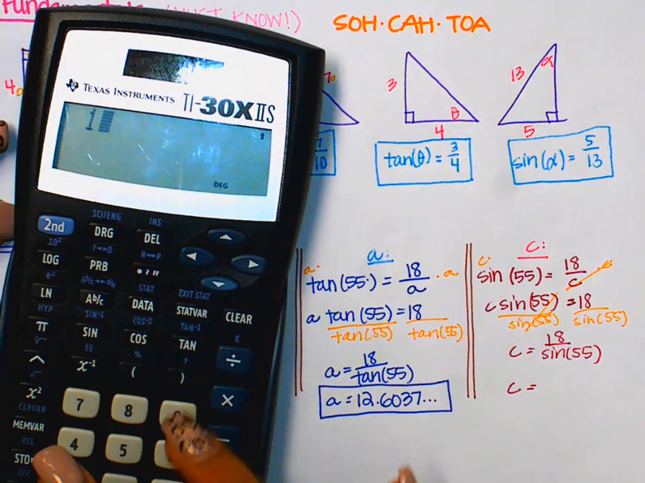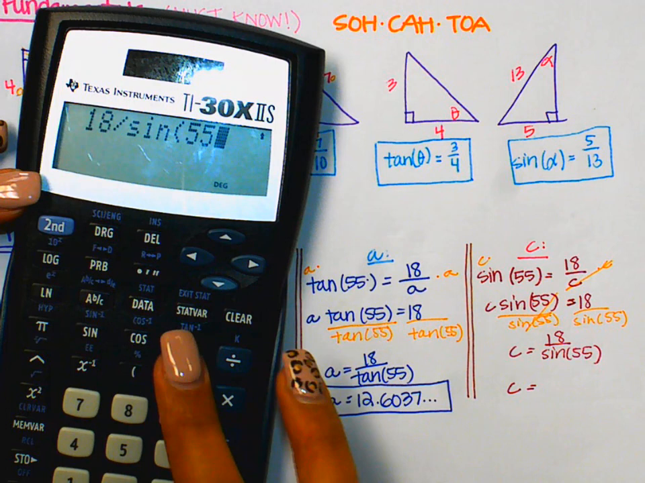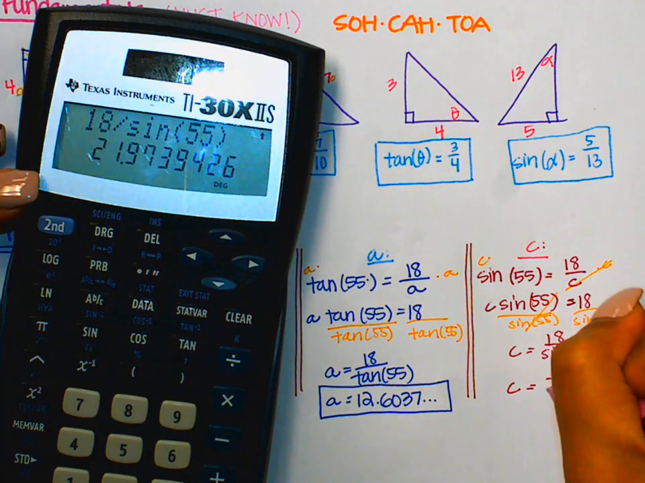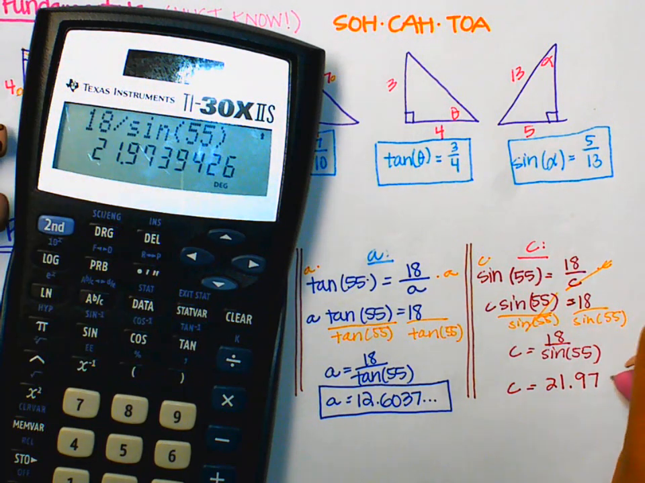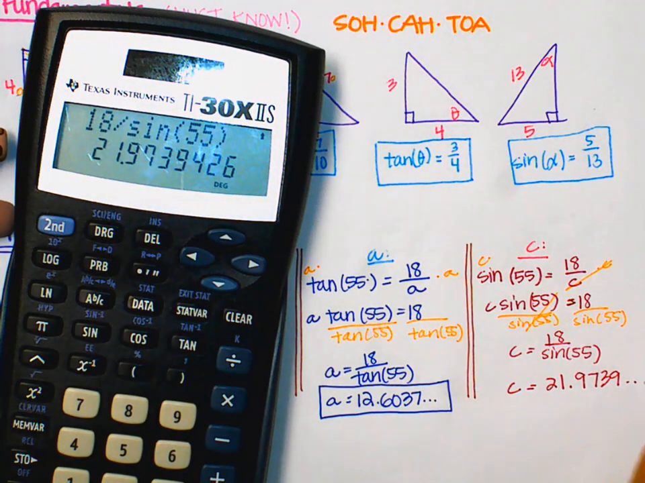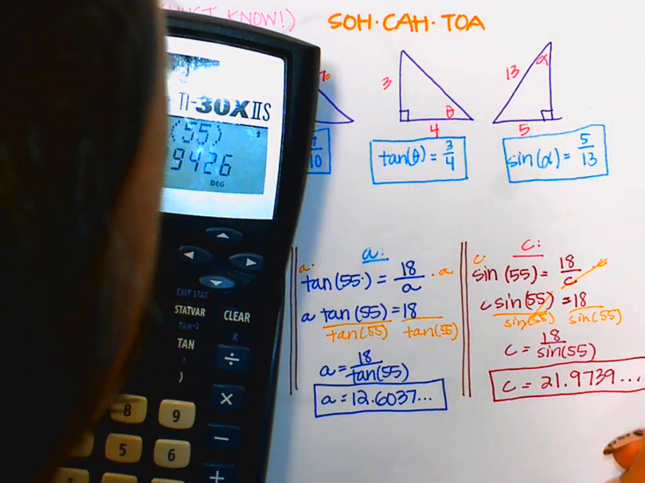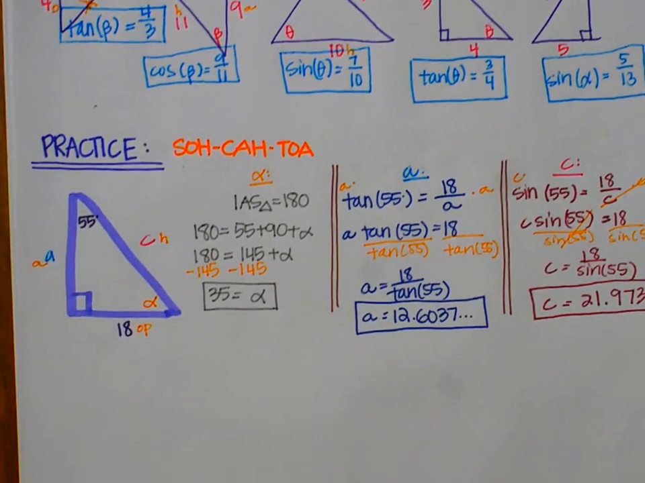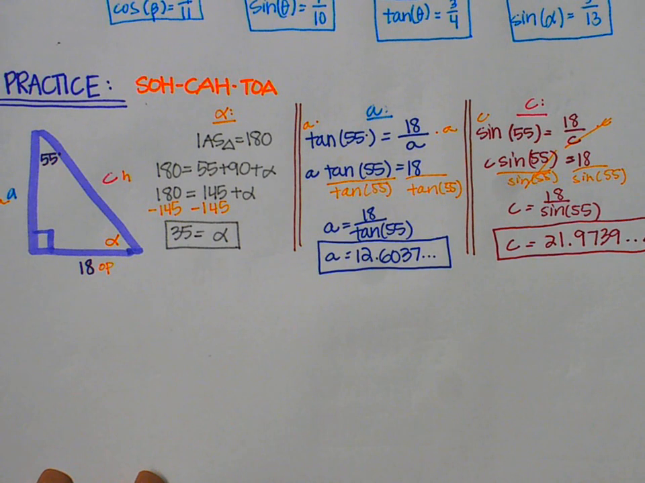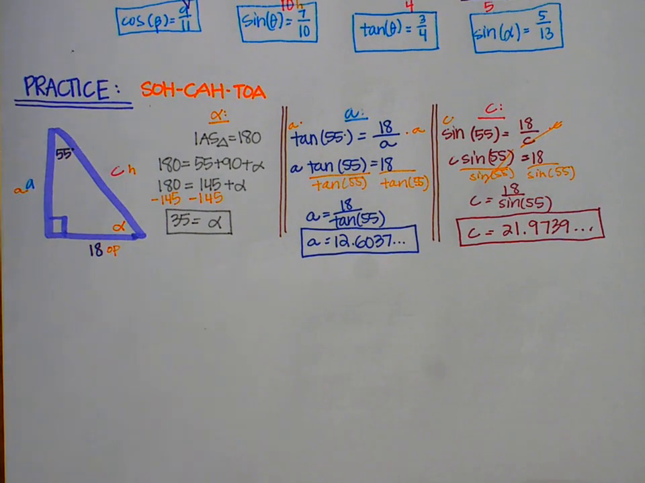Okay, so 18 divided by sine of 55 is equal to 21.9739, and then three little dots. And that becomes my answer. So I recommend you pause right here to just make sure you stare at it for a second and process.